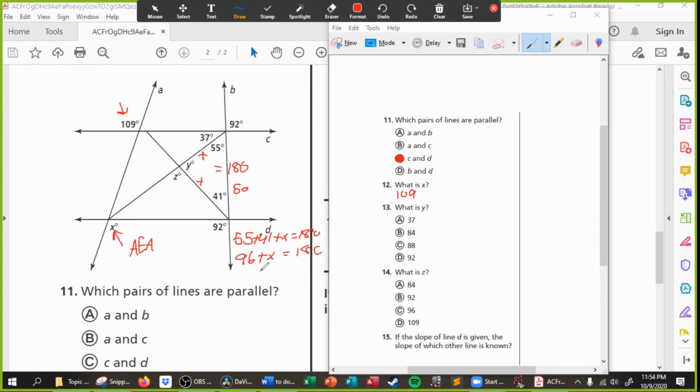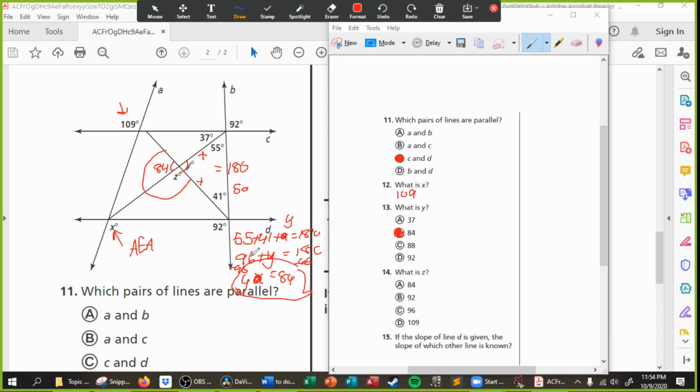Which would be, when I subtract 96 from both sides, this would give me 84. And so now we know, I guess I could have put here a Y, right? Because that's actually what we're solving for. Now that I know that Y is 84, by the vertical angles, I can say these are equal, and it's just a little less messy. Now I can say that 84 and Z are a linear pair.